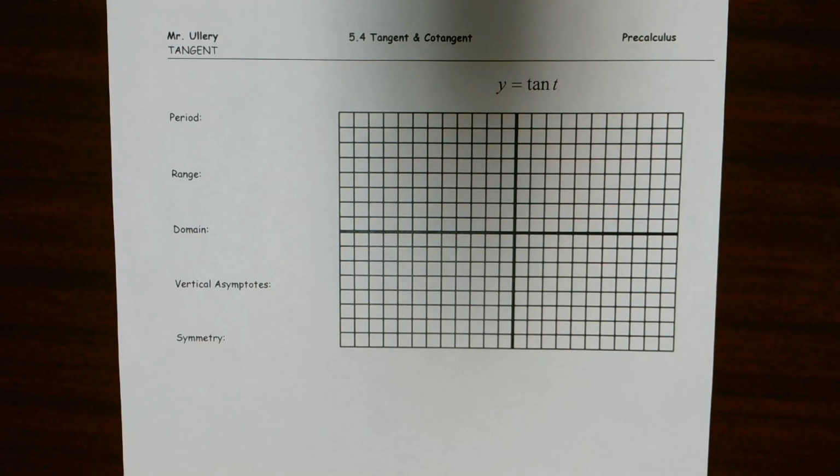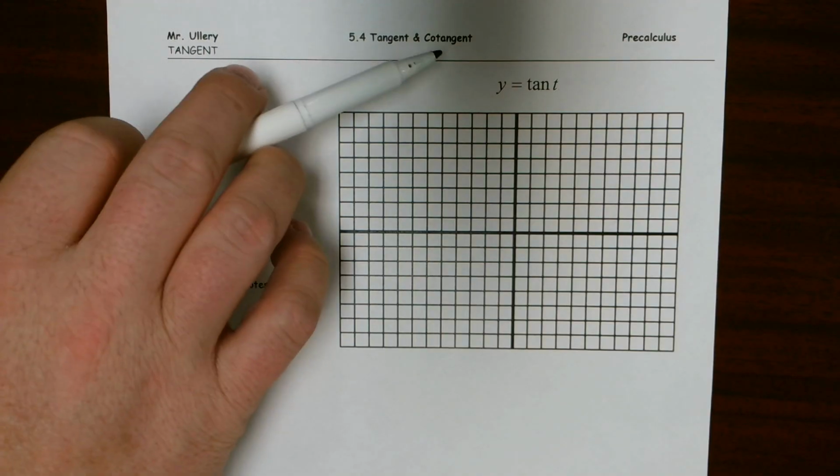Hey folks, welcome back to Precalculus. Today we're in chapter 5, section 4, talking about the graphs of tangent and cotangent.